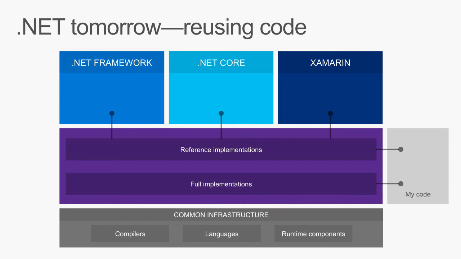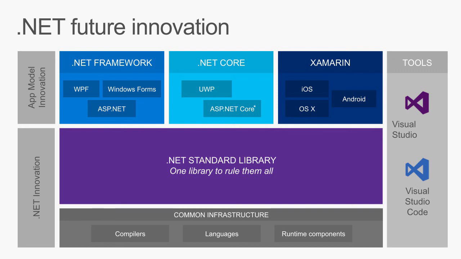Where we intend to spend our time in innovation is basically in that .NET standard library. When we add something new, rather than adding it to a specific one, say adding it to ASP.NET and having the iOS guys come and ask, when can I get that? We're going to be adding things to the core of .NET, either at the common infrastructure level or the .NET library level. And that makes it available to all the different workloads that we have. Obviously, we continue our innovation in the tools, and we'll continue innovation in app models as well.